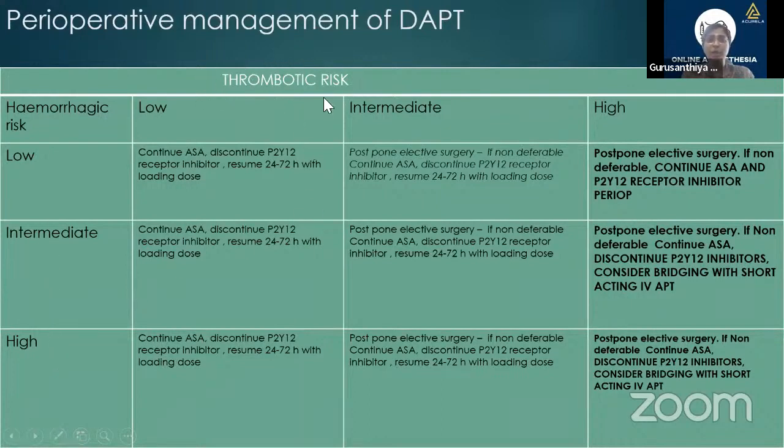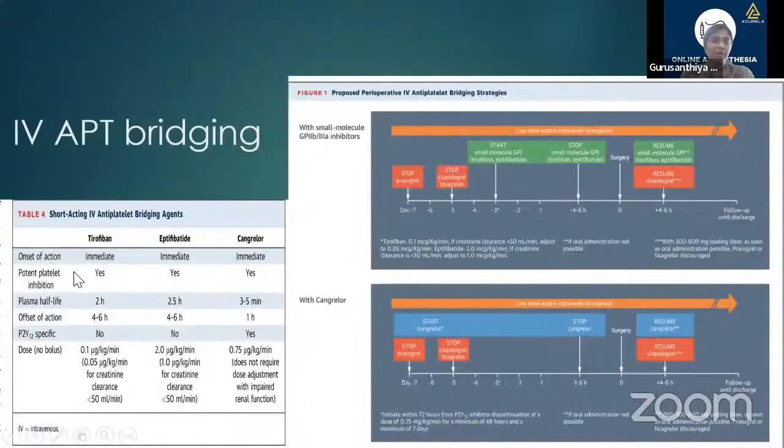But if the thrombotic risk is very high, but the hemorrhagic risk is low, you try to postpone. If it is non-deferrable, you continue aspirin and clopidogrel together and mitigate the bleeding which can happen in the perioperative period. But if the thrombotic risk is high and the hemorrhagic risk is intermediate or high, then you continue aspirin, withhold clopidogrel. You can continue bridging or consider bridging with the short-acting IV antiplatelet agents like tirofiban, eptifibatide, or cangrelor.